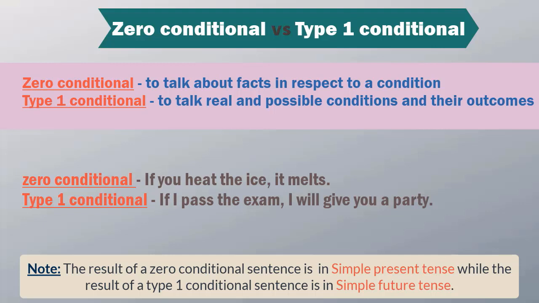Zero conditional. If I pass the exam, I will give you a party. If I pass the exam, can I do that? Yes, I can. It's a possible situation. It's a real situation. Is it gonna happen? Maybe yes, maybe no. We don't know that. But it's a possible situation. If it happens, I will give you a party. So that is the difference between zero conditional sentences and type 1 conditional sentences.